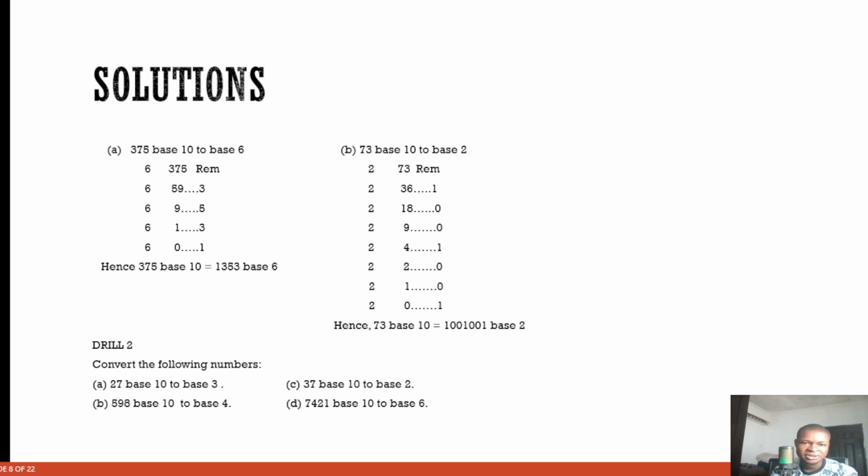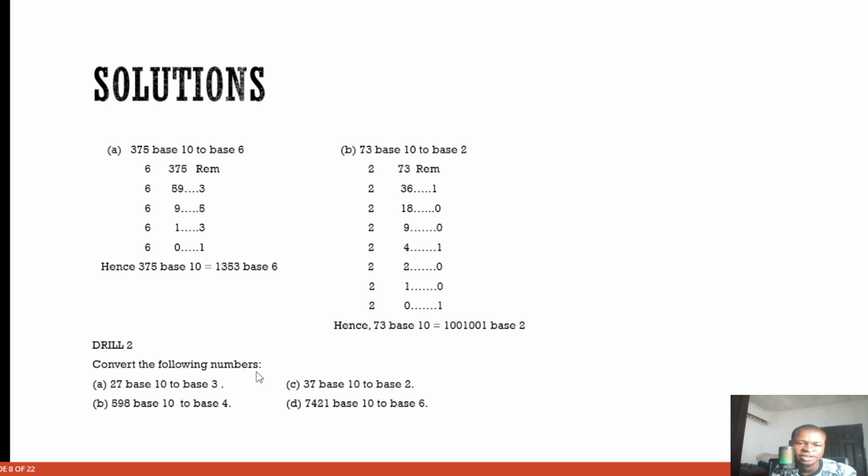So obviously, if we take our answer from here and express it back to base 10 from base 6, we should get 357. So we can try that on our own from what we have learned before. The same thing as this B part, we follow the same procedure to get our final answer. So this is our drill 2 here.